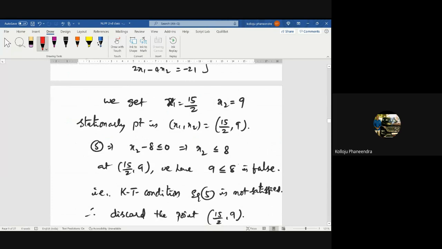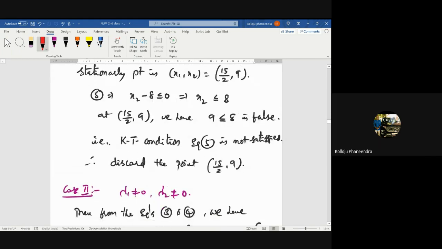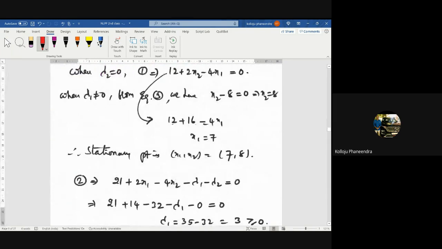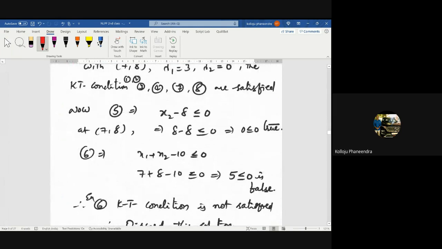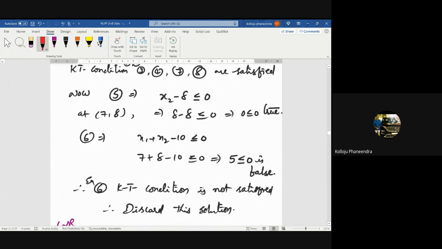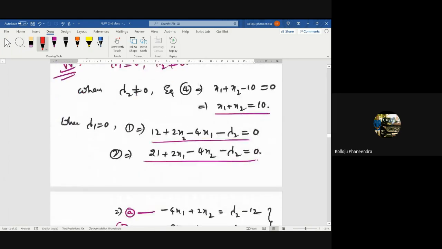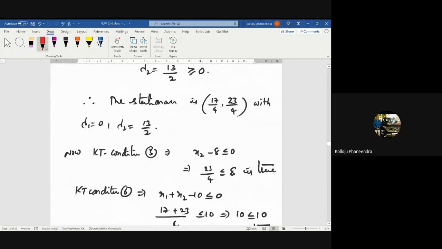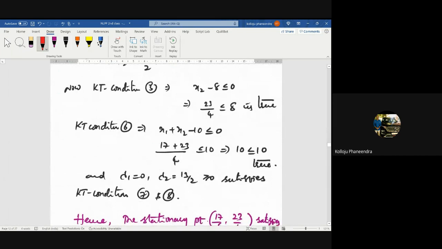Whenever, after getting the solution and the lambda 1, lambda 2 values, you put those values in the remaining KT conditions. If all the conditions are satisfied, yes, the point is considerable. Otherwise, reject it. First case is rejected. Similarly, second case is also rejected. Third case also rejected, because some of the KT conditions are not satisfied. See, in the third case, the 6th KT condition, x1 plus x2 minus 10, is not satisfied. So reject that one. But coming to the 4th case, after getting the stationary point and lambda 1, lambda 2 values, I checked the remaining KT conditions, every KT condition is satisfied.